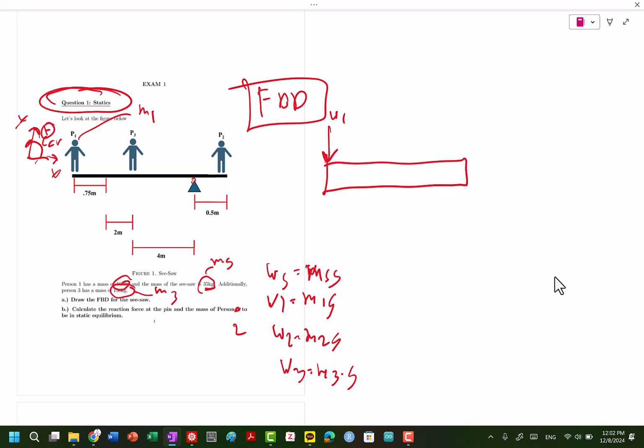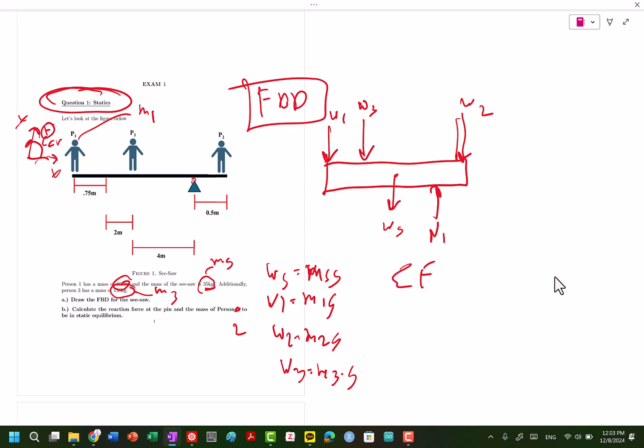So we have weight here. We have a weight from person 3. At the very center, basically a halfway point of the beam, we're going to have essentially the weight of our seesaw. Here we are going to have some reaction force, which I'm going to call normal 1. And then finally, right here, the weight of person 2. Excellent. What do we do now?